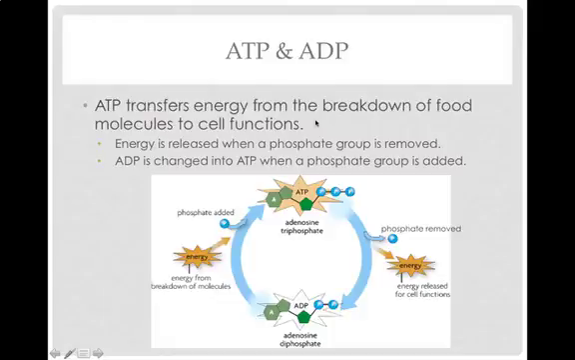ATP transfers energy from the breakdown of food molecules to cell functions. So we get this energy, we get to build this molecule from the energy stored in the foods that we eat. Energy is released when a phosphate group is removed. So by breaking this one off, I'm able to give this energy to some cell function, and it's added when we put the phosphate back on. So if I take some energy from the breakdown of something that I ate, I can use that energy to store this phosphate back in the chain, and now it's ready to transport that energy someplace else.